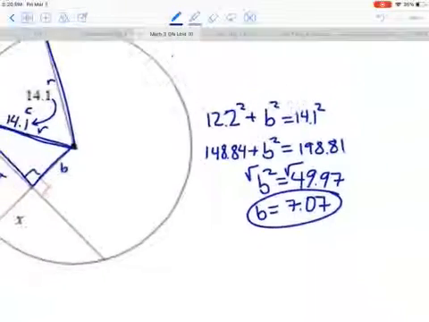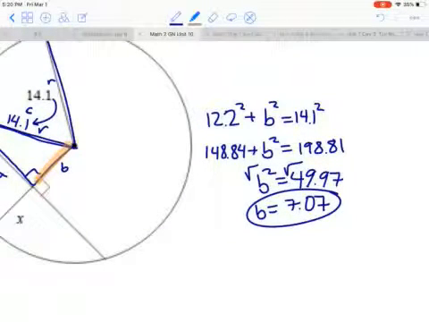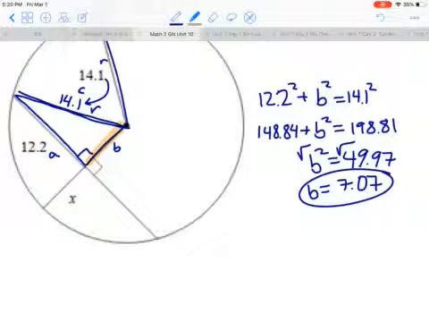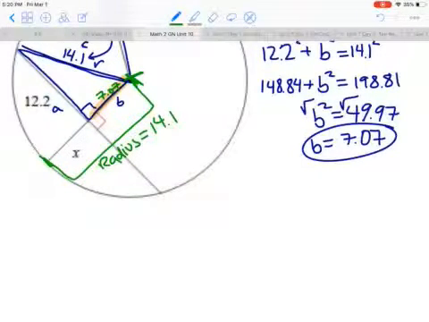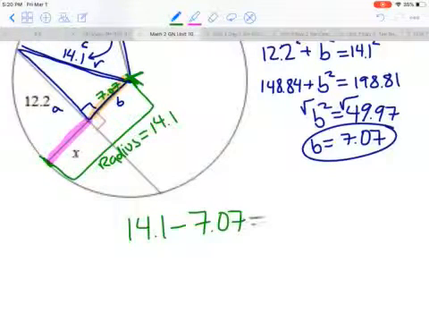7.07. But take a look at where b is in our picture. That's right here. And is that x? Not really. So we don't know that they're equal. So instead, what do we know about this whole length from the center to the edge? What do we call that? It's a radius. And our radius in this problem was 14.1. So if I know this piece is 7.07, and my whole thing's 14.1, I can use subtraction to get this missing piece right here. So 14.1 minus our b, which was 7.07, to get x. And when you do that, we're just going to round to 1 decimal place because I think that's what all the homework is asking for. So we get 7.0.